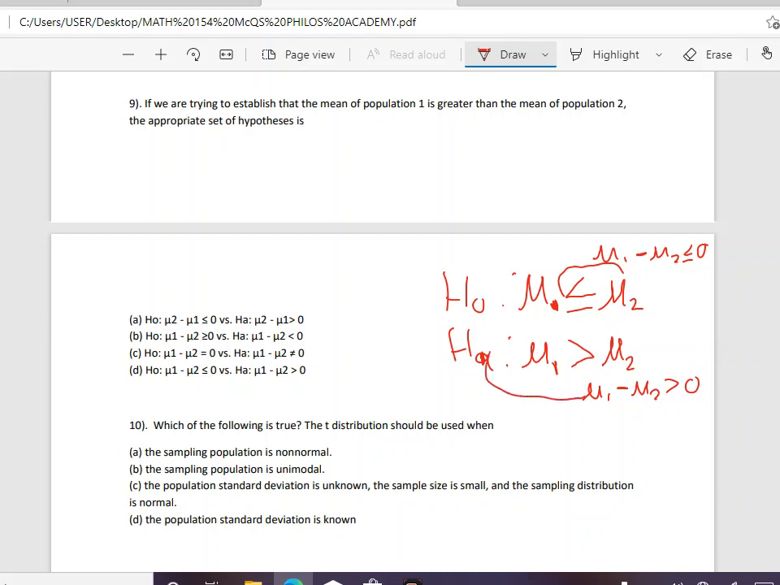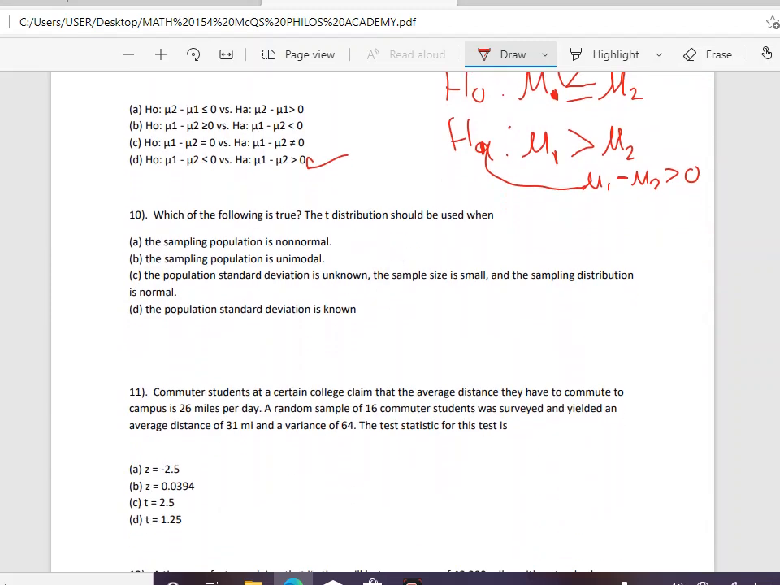So then you come and compare it over here. The answer will be D. HO will be mu1 minus mu2 less than or equal to 0 versus HA will be mu1 minus mu2 greater than 0, as you can see. Then let's go to question 10.